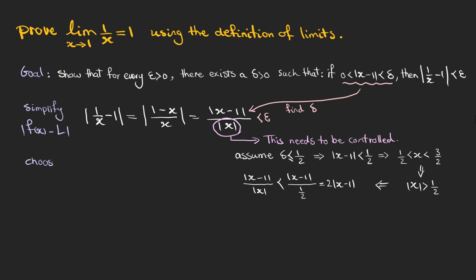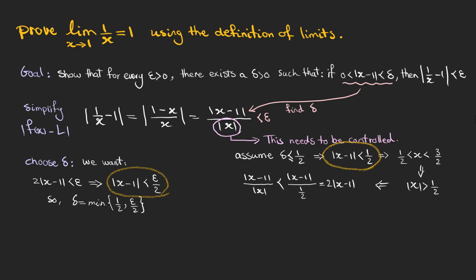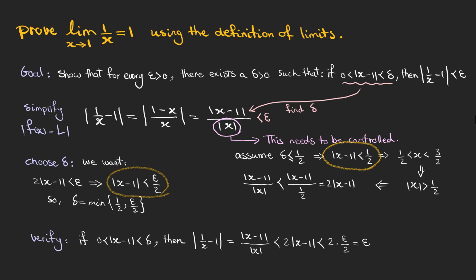Now it's time to choose the desired delta. We want this expression to be smaller than epsilon, so the absolute value of x minus 1 becomes less than epsilon over 2. We had earlier assumed that this absolute value is smaller than 1/2. And now we have another expression for this. So we choose delta to be the minimum of these two values. Finally, we can verify that if we choose delta to be the minimum of 1/2 and epsilon over 2, the function lies within the epsilon limit of 1, which is the value of our limit. So we have proved that this limit holds.